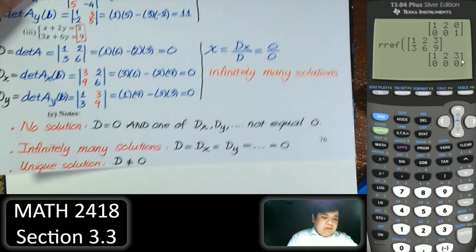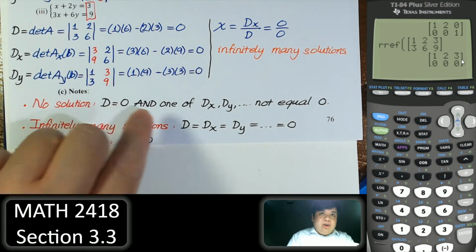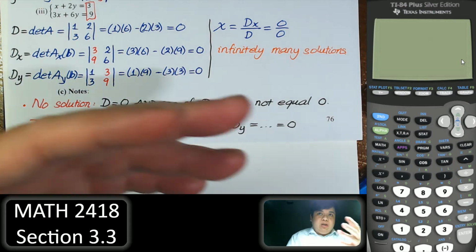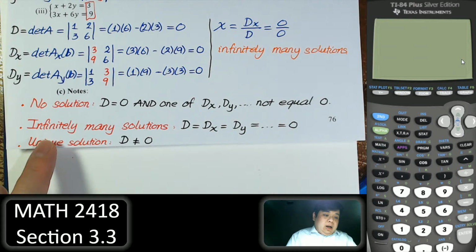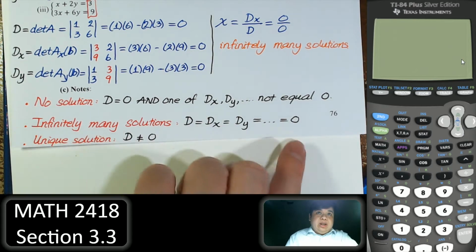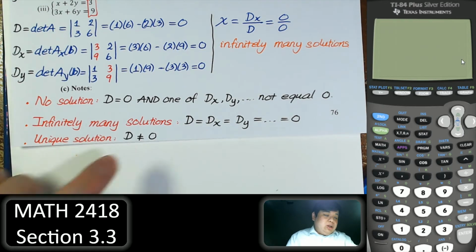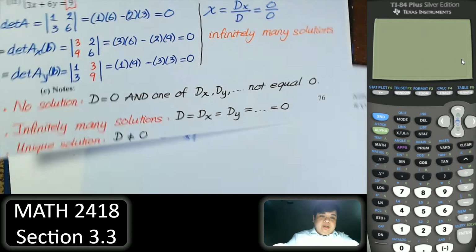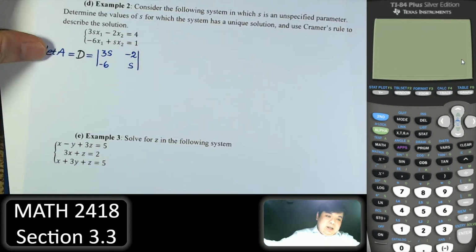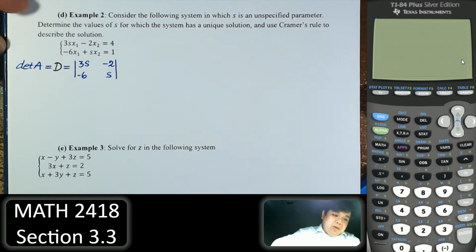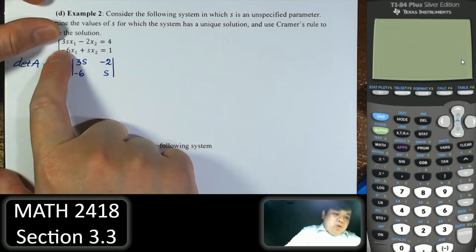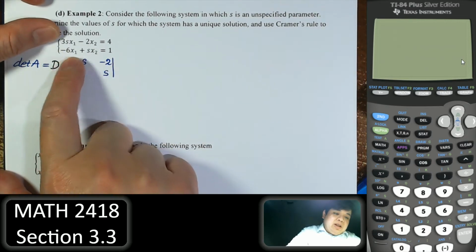Alright, so we have no solution when d is 0 and one of the dx, dy, or so on is not equal to 0. Infinitely many solutions when all the d's equal 0, and a unique solution is where d is not equal to 0. Right. Now, we find the determinant here for the system 3s, -2, -6, and s.